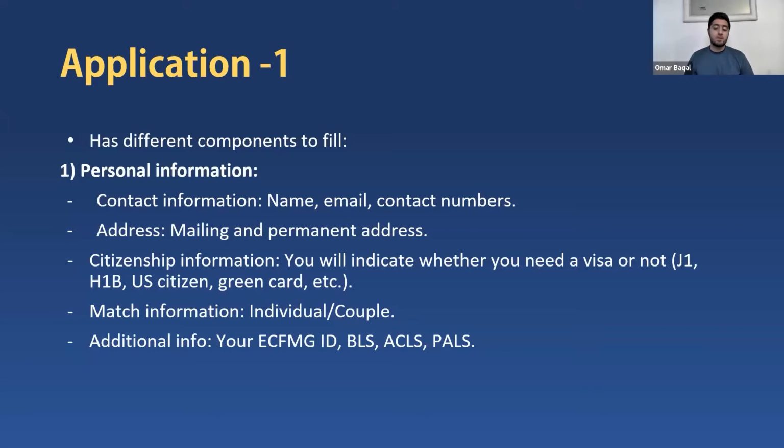Next is citizenship information, whether you need a visa or not. This is where you indicate it. Then you talk about whether you're applying as a couple or individually, and then your ECFMG ID, BLS, ACLS, and so on. Now, many might ask, is this important? Do I have to have BLS?